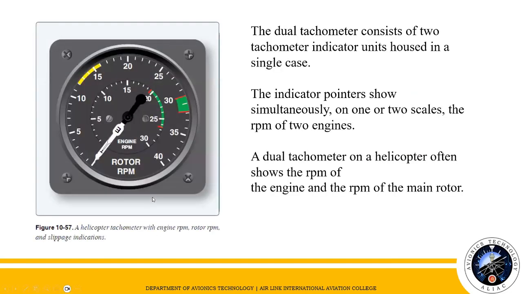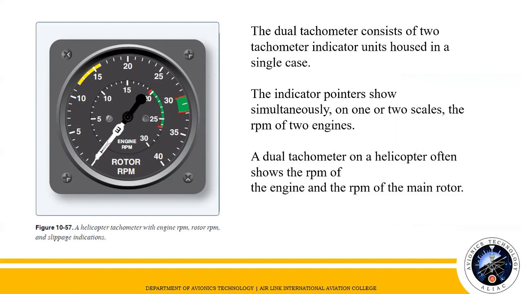So, same lang din. Sa dual tachometer consists of 2 tachometer indicator units housed in a single case. So, the indicator pointers show simultaneously on 1 or 2 scales yung RPM ng 2 engines. So, a dual tachometer sa may helicopter often shows the RPM of the engine and the RPM sa may main rotor. So, a comparison of the voltage produced by the 2 tach generators of this type of helicopter indicator gives information concerning clutch slippage.